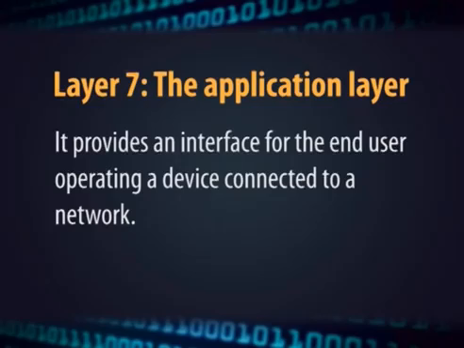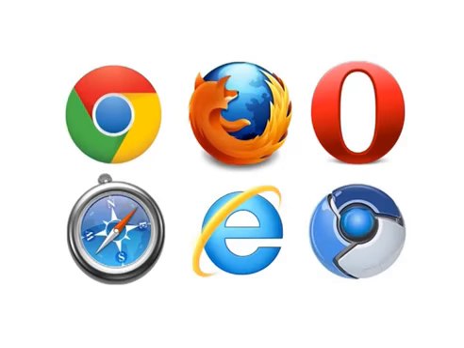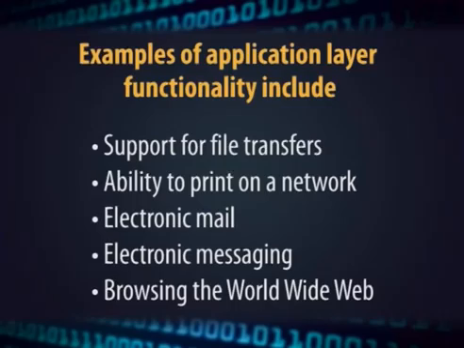Layer 7, the application layer, provides an interface for the end user operating a device connected to a network. This layer is what the user sees in terms of loading an application such as a web browser or email client. That is, this application layer is the data the user views while using these applications. Examples of application layer functionality include support for file transfers, the ability to print on a network, electronic mail, that is email, electronic messaging, and browsing the World Wide Web.